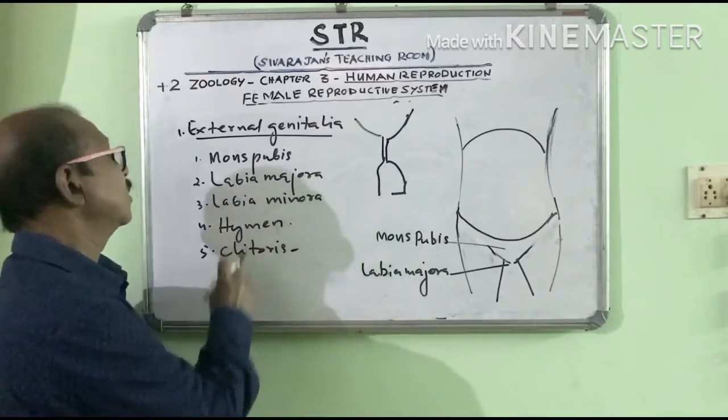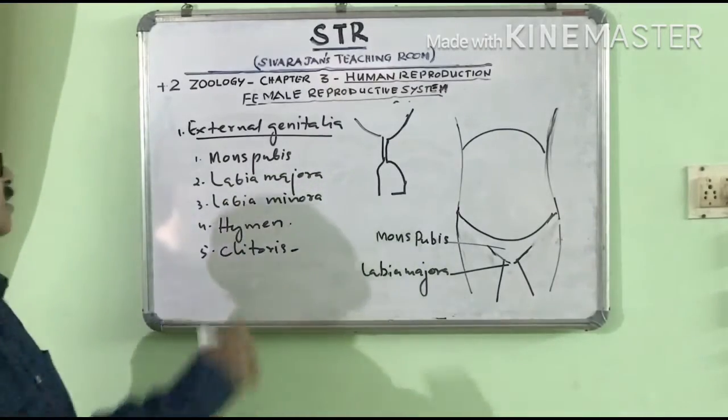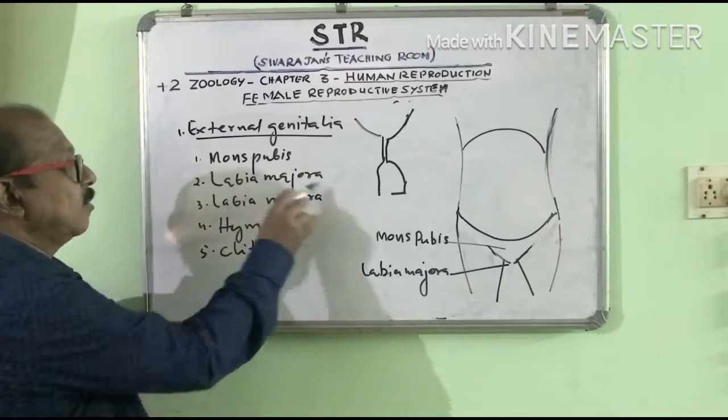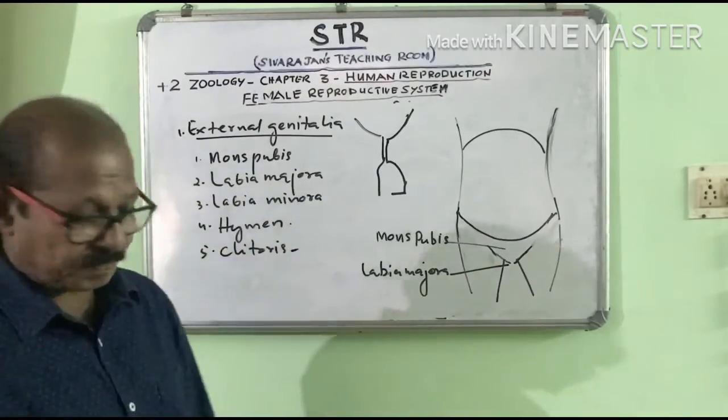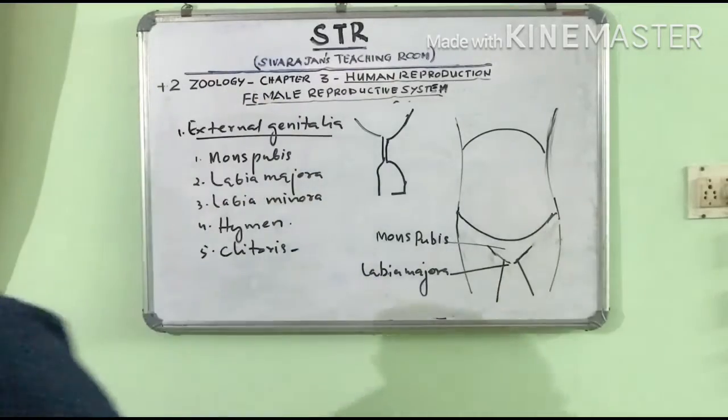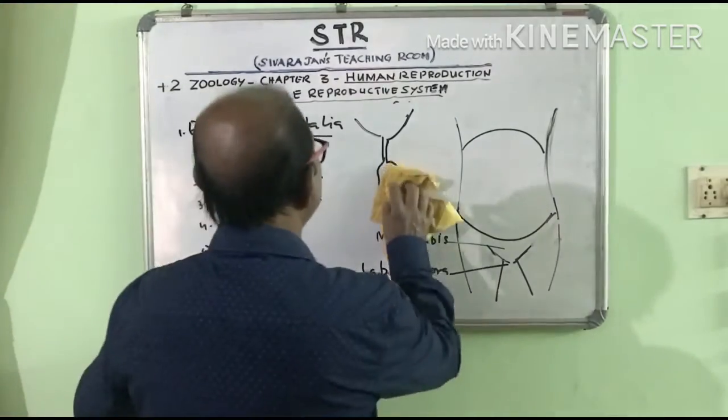It is called clitoris. So, the external genitalia has the following parts: mons pubis, labia majora, labia minora, hymen, and clitoris. Now, we will see the mammary glands.